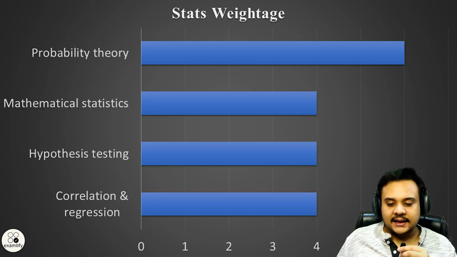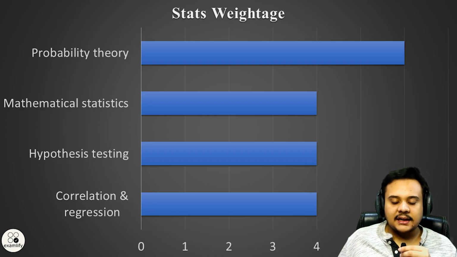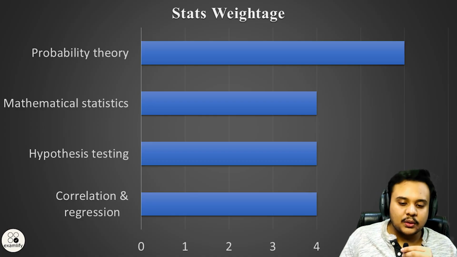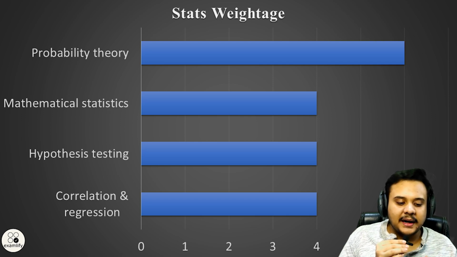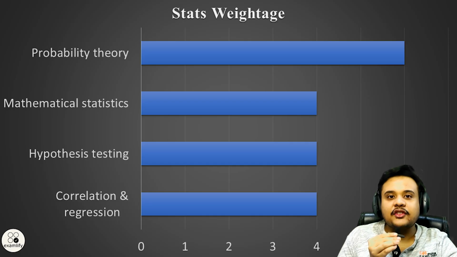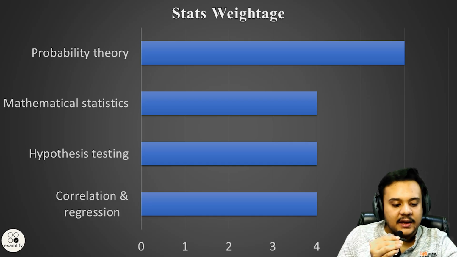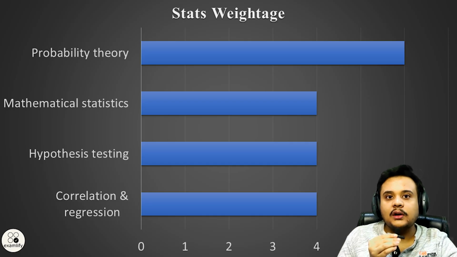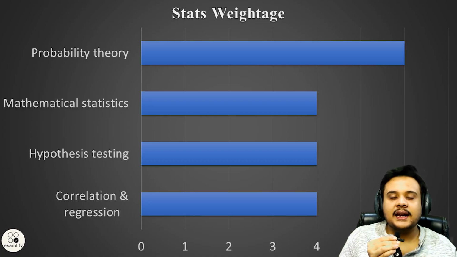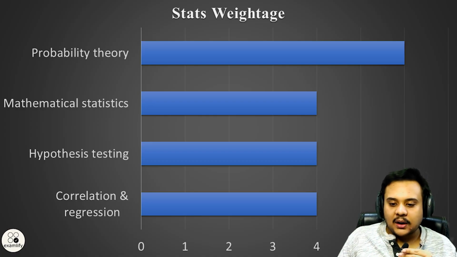Hypothesis testing, obviously you know that it is also important. There are some questions here and there every year, so 4 marks. And correlation and regression is, I think, more important than the rest of the two. But correlation and regression is a subject that you have to spend very limited time on, like the different tests. I'm going to show you what topics inside of correlation regression are going to be more important for you. Right now you can obviously see the weightage and look at these topics.